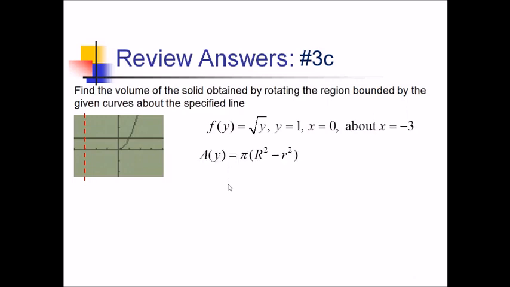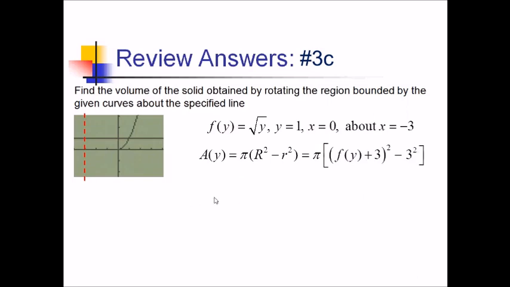So I'm going to write A of y equals pi big R squared minus little r squared. Big R, in this case, is the distance between my axis of revolution and the further away part of the bounded region. That's going to be square root of y minus negative 3, or radical y plus 3. So I'm going to square that, and I still have that pi out in front as well. Now for my little radius, that's the distance between the closer part of the bounded region and the axis of revolution. So that's just 0 to negative 3, which is a distance of 3. So we've got 3 squared that we're subtracting there.